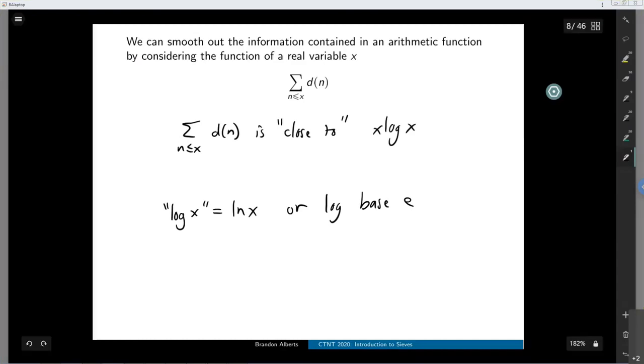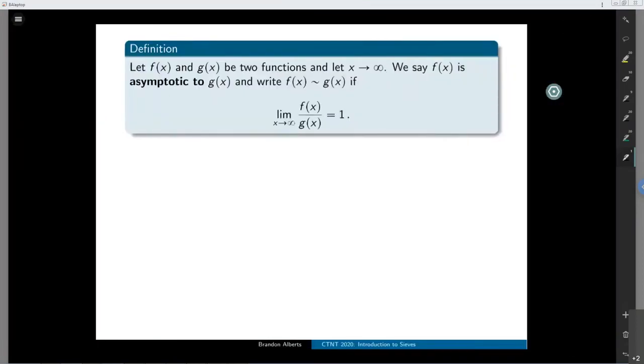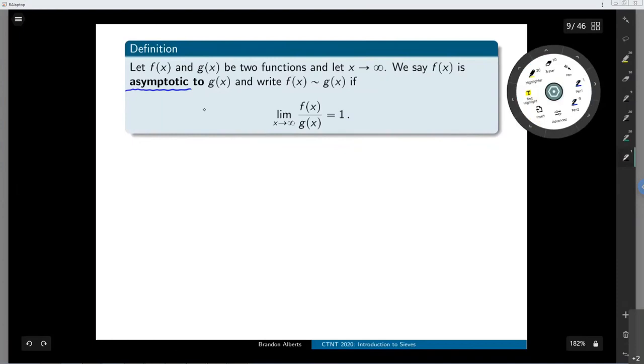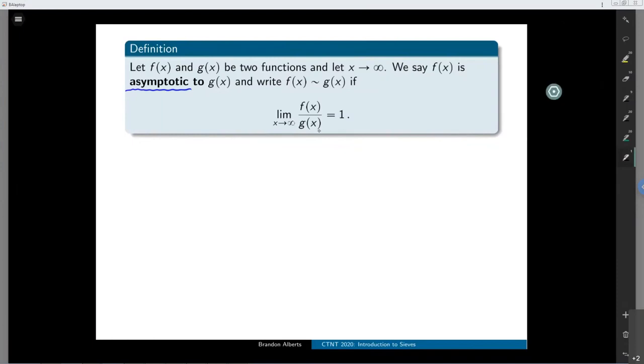Okay. So let's define what we mean by close to. We're going to say that two functions are close together if the ratio of those two functions is really close to one. In fact, we'll say a little bit more than that. We'll say that these two functions are asymptotic. So the asymptotic word here, this is going to be our word for close to. These two functions are asymptotic if the limit of their ratio as x tends to infinity is equal to 1. So what that says is if x is really, really large, f of x divided by g of x should be about 1, which is like saying those two functions are close to the same thing.